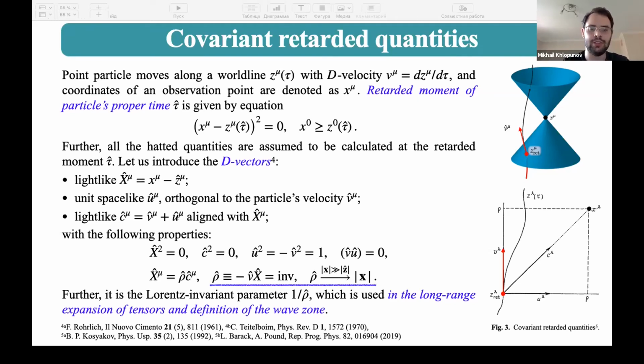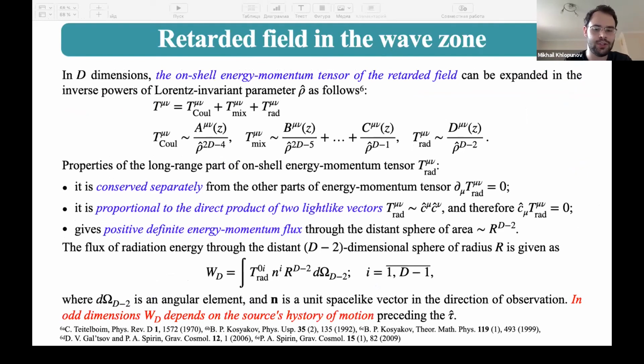Therefore, in what follows, the Lorentz invariant parameter 1 over rho will be used to obtain the long-range part of the tensors and for the definition of the wave zone in the Rohrlich-Teitelboim approach. The Rohrlich-Teitelboim approach is based on the splitting of the on-shell energy momentum tensor of the retarded field instead of the splitting of the retarded field itself. And in d dimensions, this on-shell energy momentum tensor of the retarded field can be expanded in the inverse powers of the Lorentz invariant parameter rho as follows.